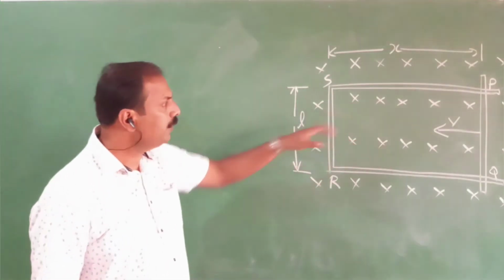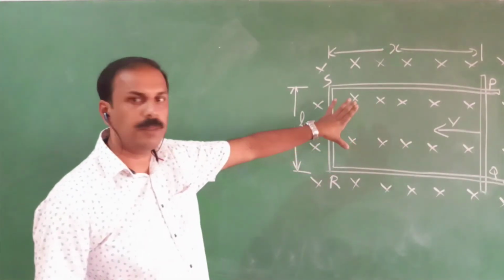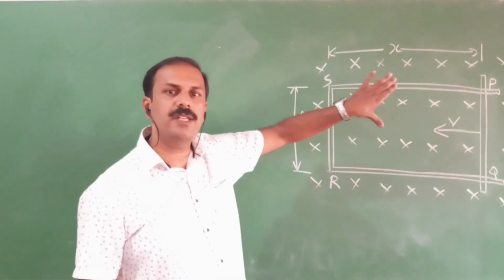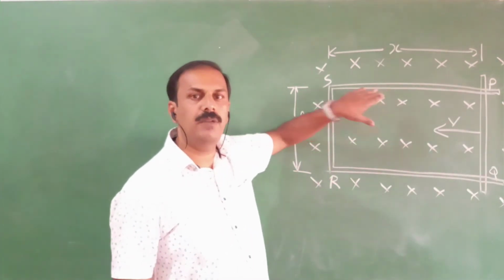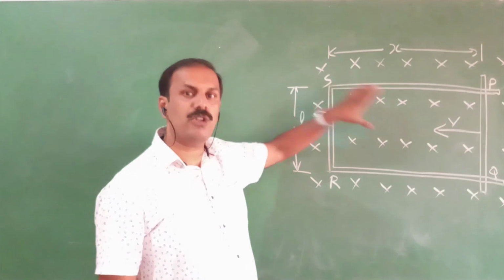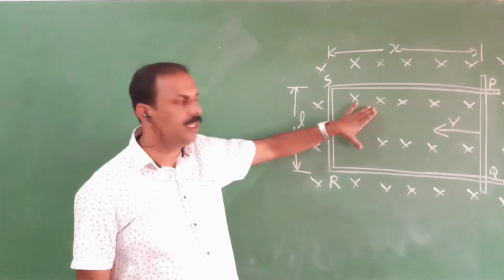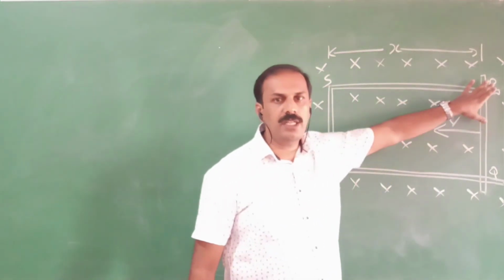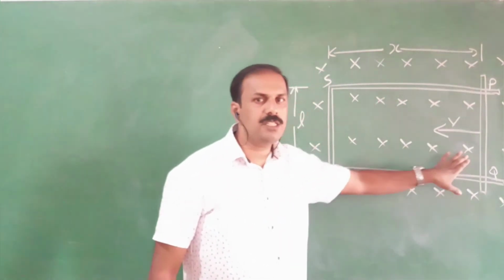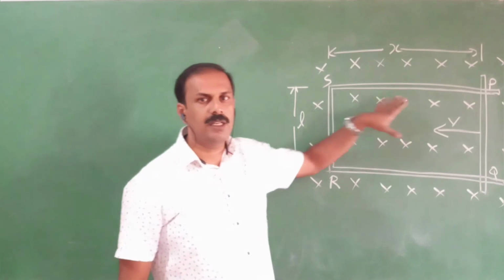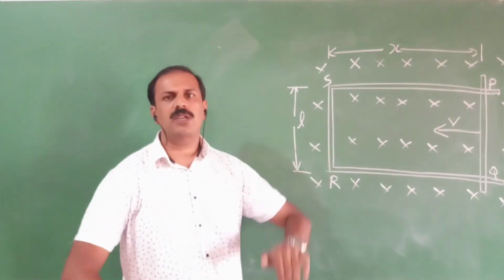Here we have a magnetic field. From the picture itself we can see the magnetic field is into the plane of the paper, into the plane of the board. You can see the cross marks. In this magnetic field, if you closely observe, you can see we have a metal in the shape of U. That is a good conductor. We consider it as a good conductor.